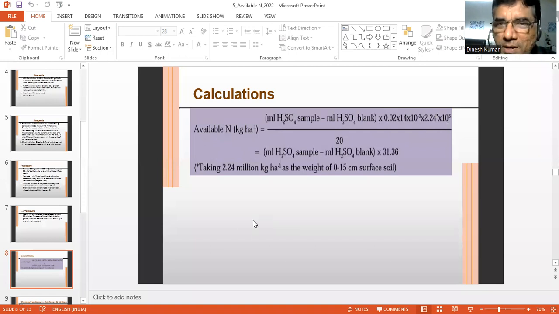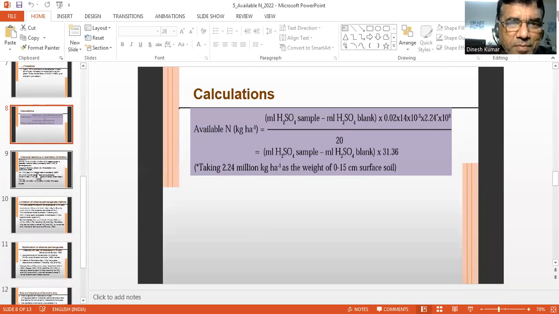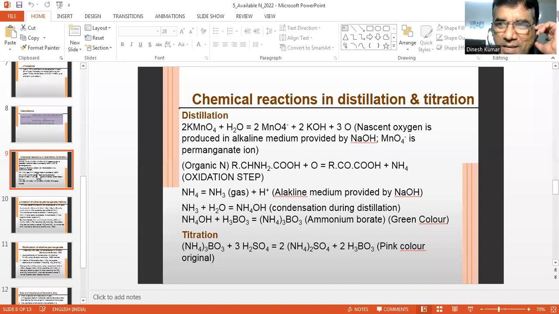So any problem in procedure, principle, or calculations? No problem. So whenever you can come to IRA, you can have a try on these methods. Those who want to learn can come to the lab. This lab is open for you. You can come anytime and do this total N analysis and available nitrogen in the PG lab.